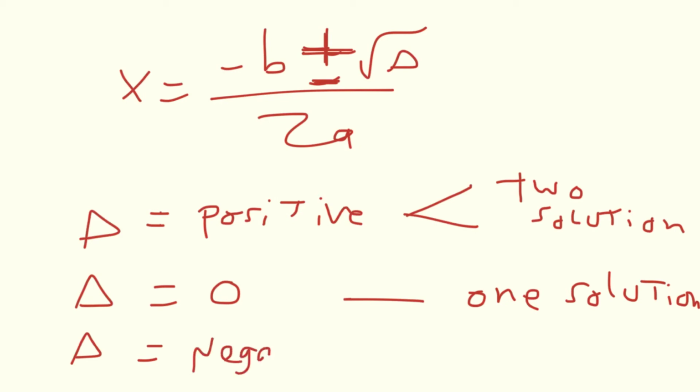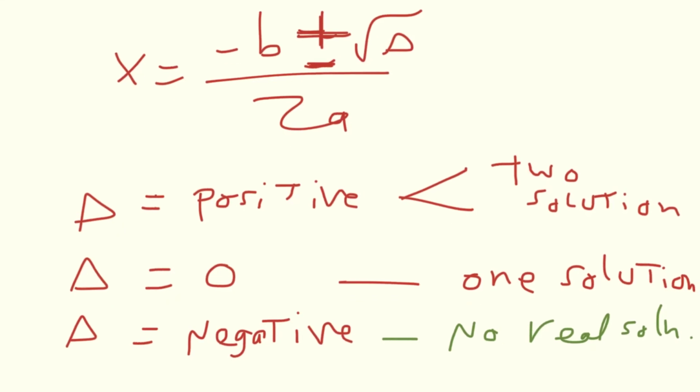If it is negative, it means what? The square root here of a negative quantity is not a real number. It's going to be a complex number now. No real solution, or in other words, I have complex solutions. It depends on the question. If the question is only searching for the real solution, you will say there is no real solution. And no real solution means what? It means I have complex solutions. It doesn't mean I don't have anything.